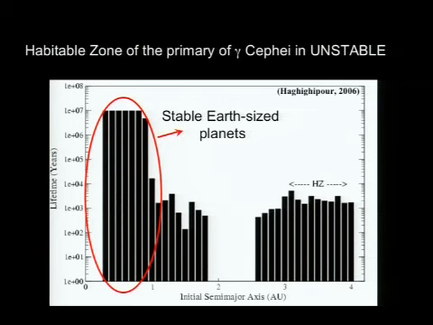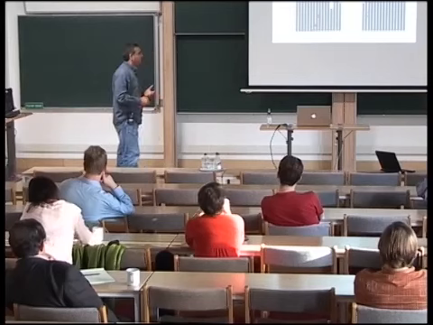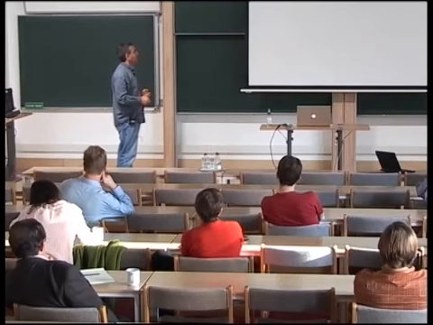So when we saw that, Sean Raymond and I thought of the following scenario. We thought, okay, why don't we go ahead and make a model that resembles the solar system, but then introduce a binary companion and see how that would affect the whole terrestrial planet formation. So we made something like this.